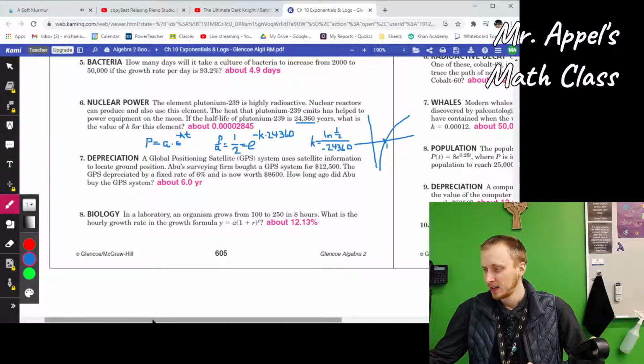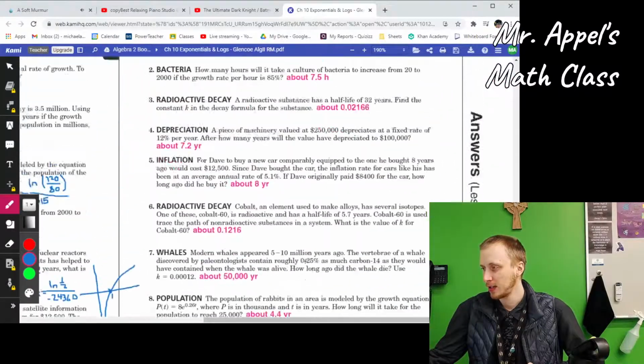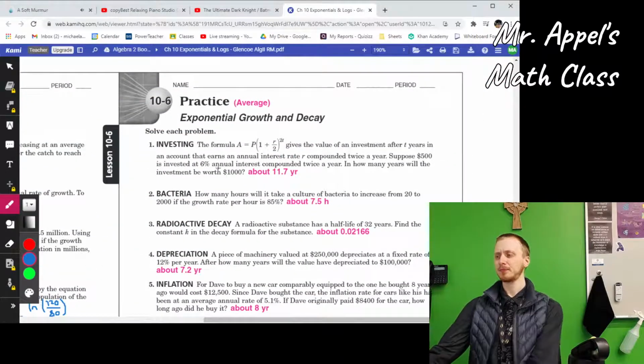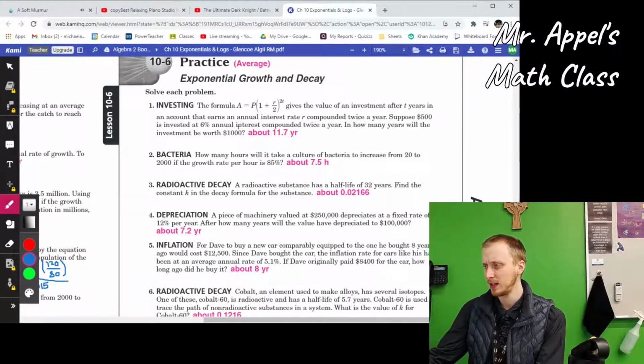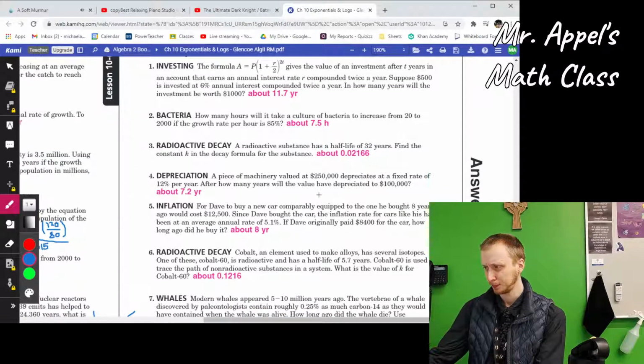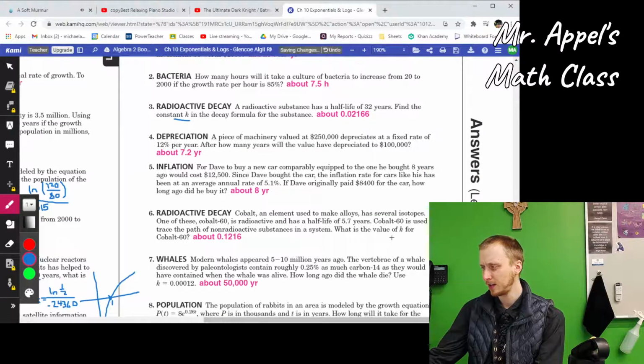Okay. So then over here is page 2. So if you went above and beyond and finished the backside, then you'll have these problems. Here are the answers for each of those. Look at this, radioactive decay. Find the constant K. Radioactive decay, what is the value of K?